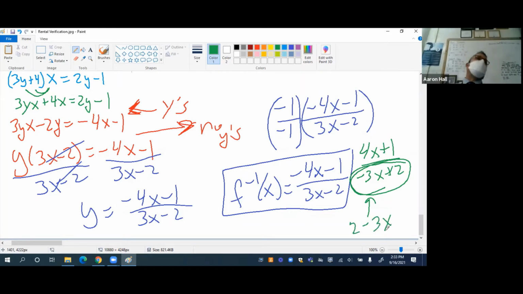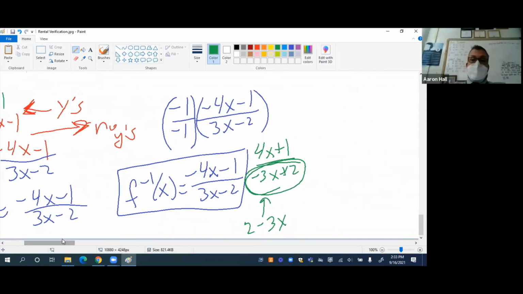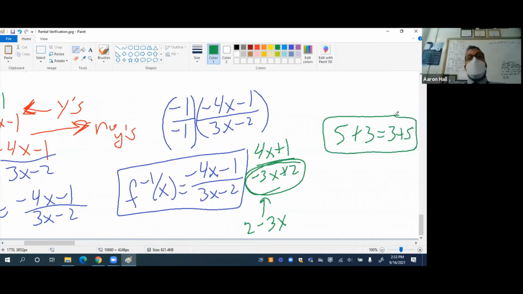Because in fact, that's called the commutative property. The commutative property does not apply to all operations, but it does apply to multiplication and it applies to addition. Is it true that 5 plus 3 equals 3 plus 5? Yes or no? Yeah, that's called the commutative property. What about multiplication? Does 5 times 3 equal 3 times 5? Yeah, that's also the commutative property. It doesn't work with division or subtraction though, but it does for addition and multiplication.